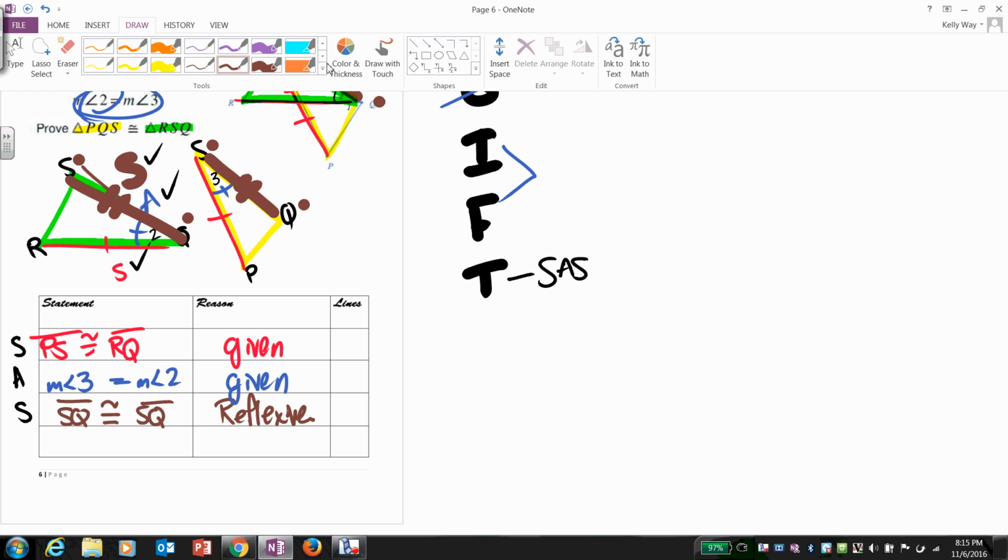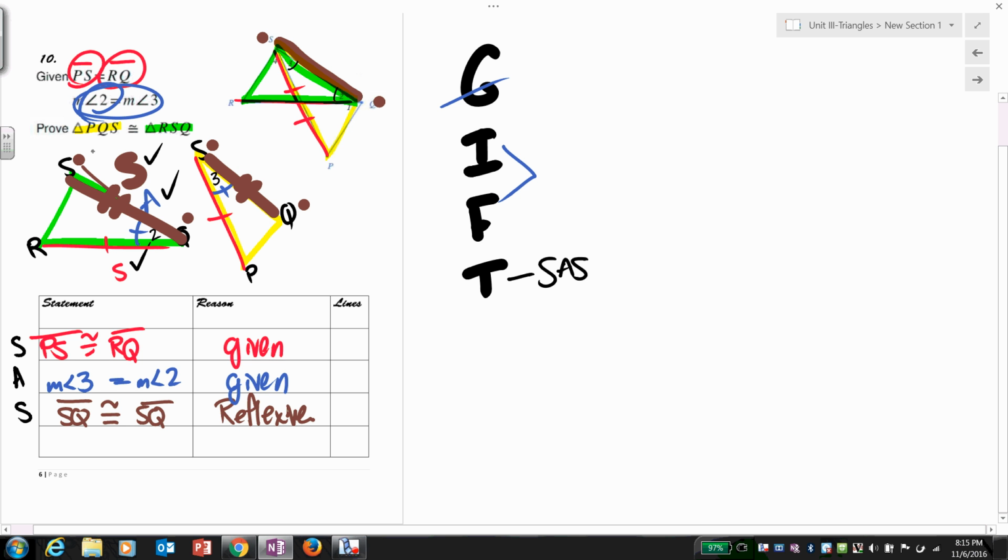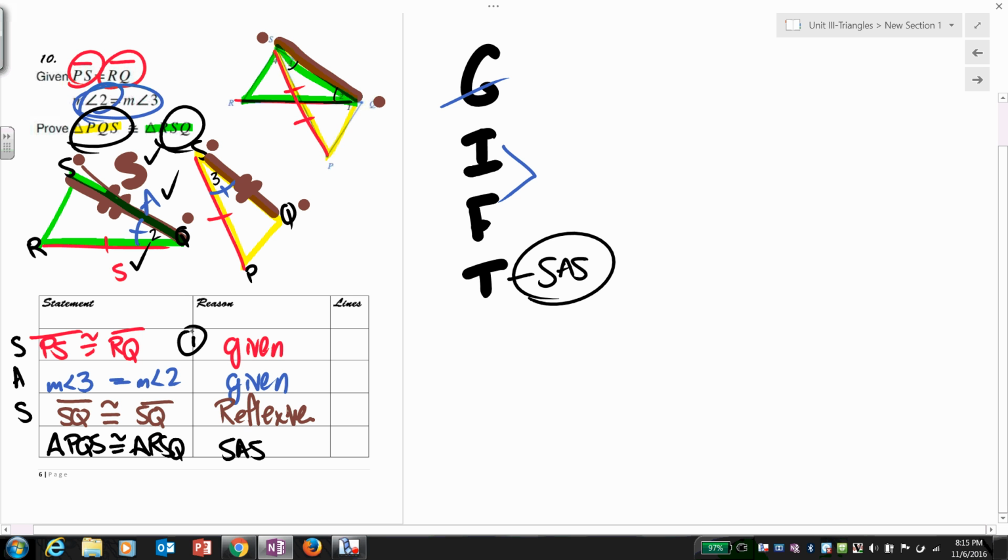Finally, you can say the 2 triangles are congruent because of side, angle, side, and you're going to have to name the lines. Line 1 gave you the first side. Line 2 gave you the angle. Line 3 gave you the other side.